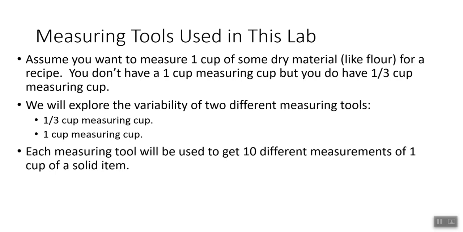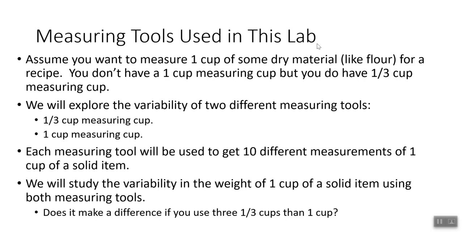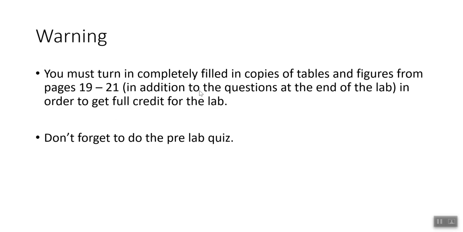Each measuring tool is going to be used to get 10 different measurements of 1 cup of a solid item. So you're going to use the 1 cup measuring cup and scoop out. And you're going to use 3 1/3 cup measuring cups, because remember, you need to make a cup. And the question is going to be, will it make a difference if you use 3 1/3 cups rather than just 1 cup?